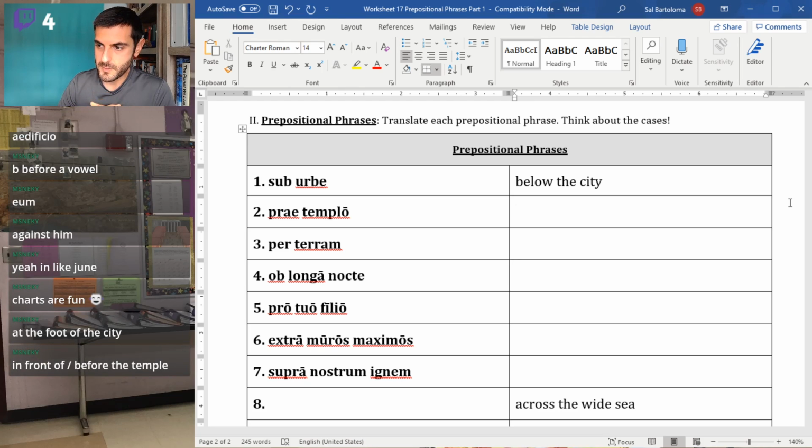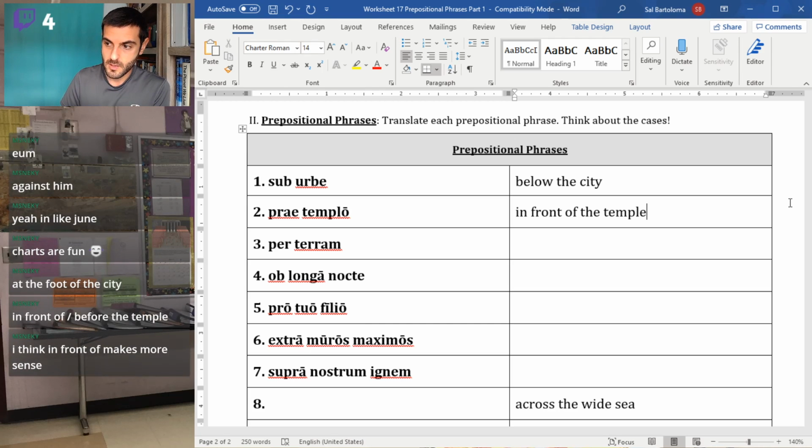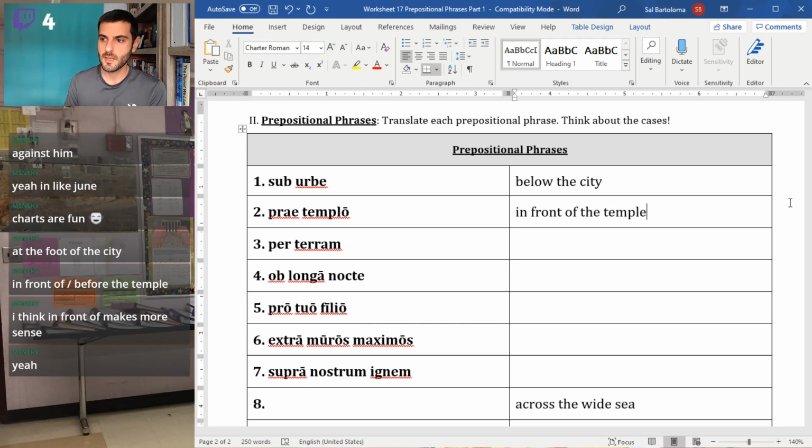In front of or before the temple. Yes, I'm going to go with in front of the temple. Now, you could say, and it's a little bit of an older way to say things, standing in front of something, another way to say that is standing before it, right? I stand before you. Not in time, but literally in position. So, I was standing before the temple means I was standing in front of the temple.